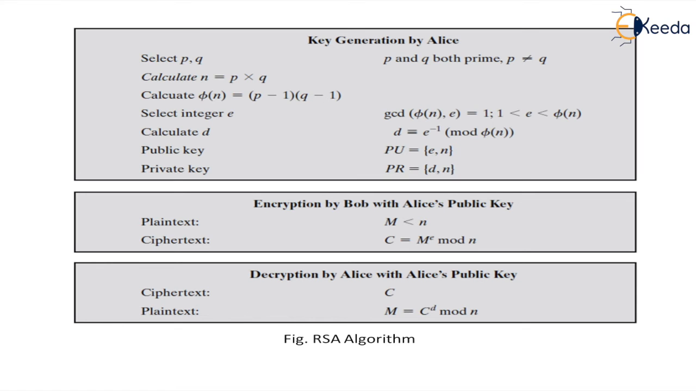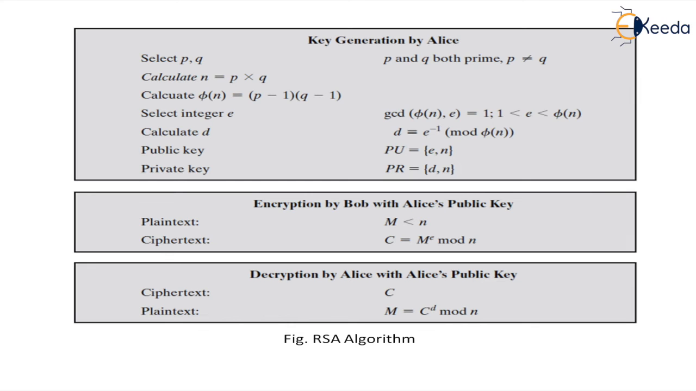Then select an integer E, such that GCD of phi of n and E is equal to 1, that is, E is between 1 and phi of n. Then calculate D, where D is equal to E raised to minus 1 mod phi of n. This gives the public key and the private key, PU and PR. This is the key generation by Alice.